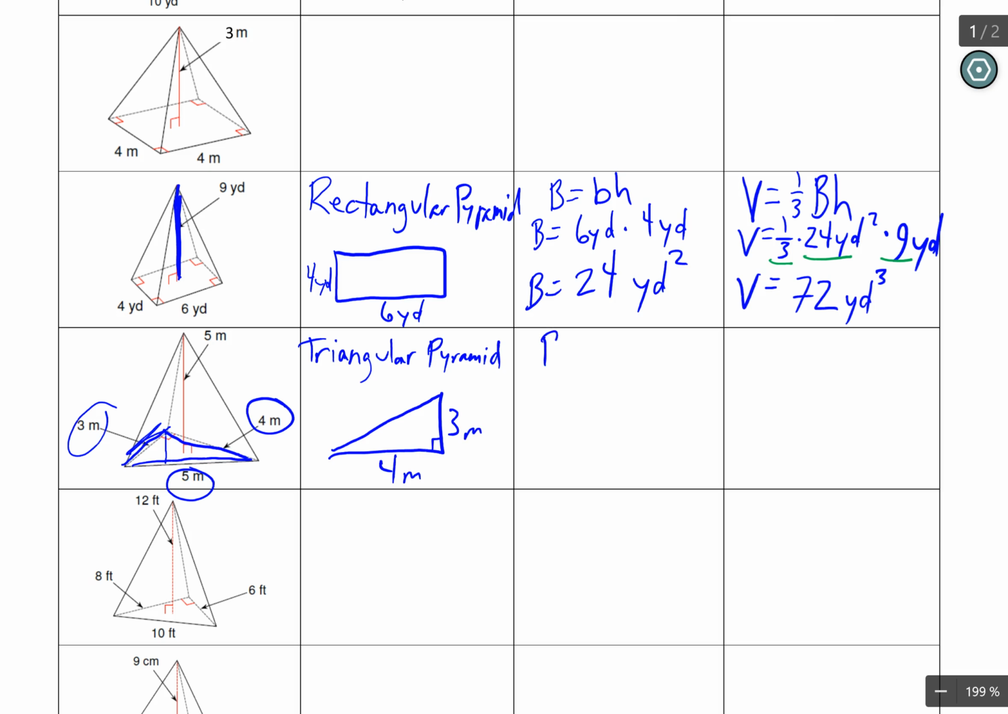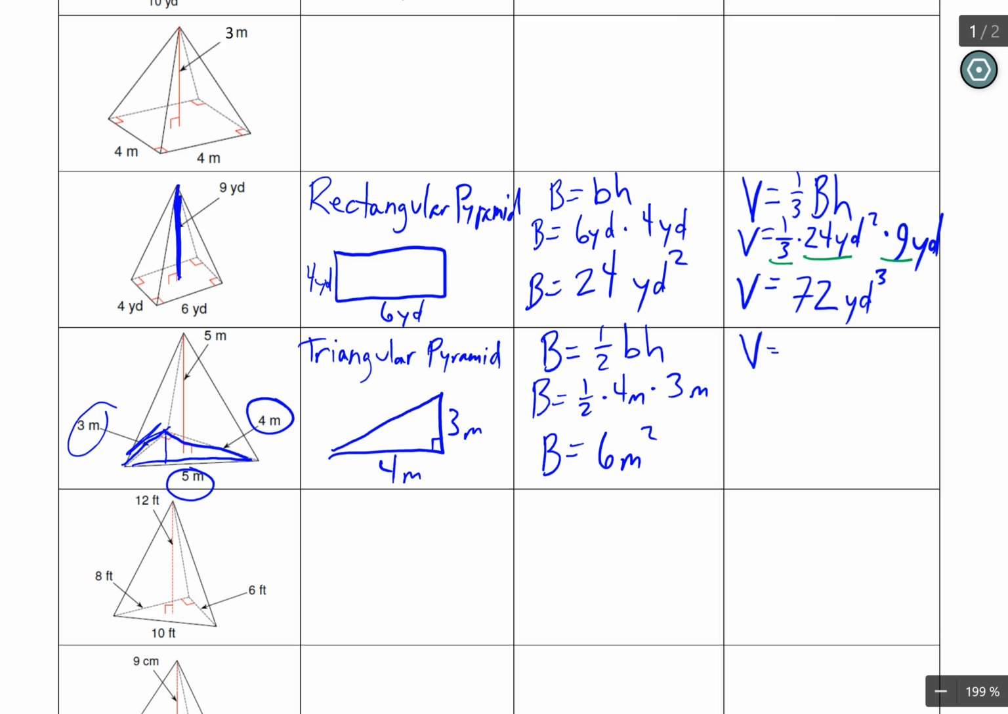So the area of the base, or big B, formula for a triangle is 1/2 base times height. Substitute what I know: 1/2 of 4 times 3. 1/2 of 4 is 2, and then 2 times 3 is 6. So I have an area of the base of 6 meters squared. Now I'm ready to go ahead and solve for volume.